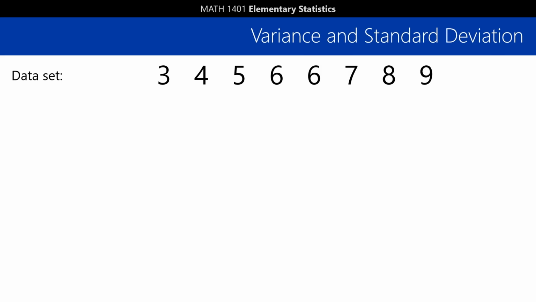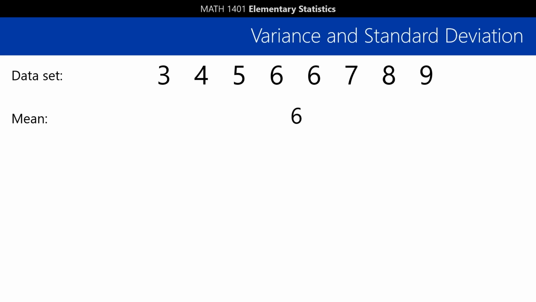Say we start with this data set: 3, 4, 5, 6, 6, 7, 8, 9. We'll calculate the standard deviation step by step. Feel free to pause the video at any point if you need to catch up and see where everything comes from. First of all, we find the mean of the data: add up all the numbers, and divide by how many numbers there are. In this case, that's 6.